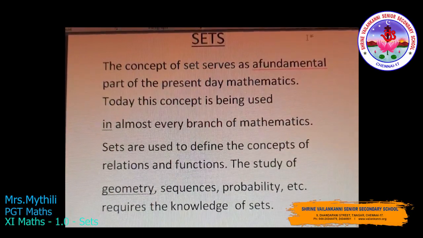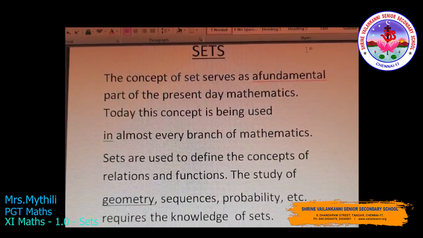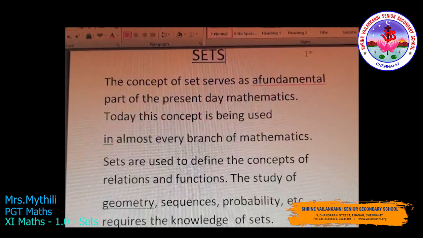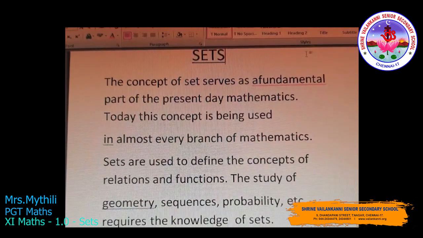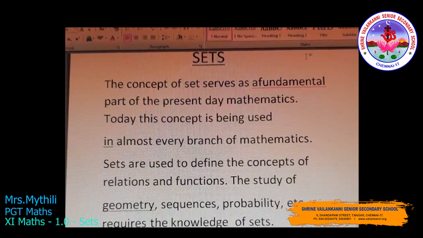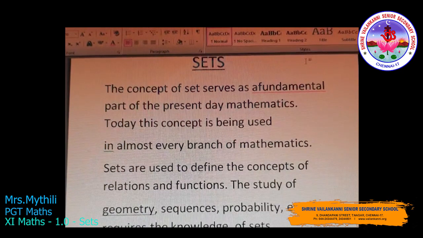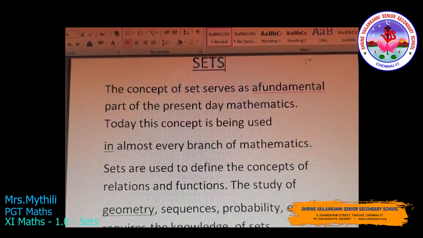Welcome children. Let's see our first chapter, sets. Here we are going to learn about what is a set, the representation, and two methods of set in this video. So before that, the concept of set serves as a fundamental part of present day mathematics. This concept is being used in almost every branch of mathematics.